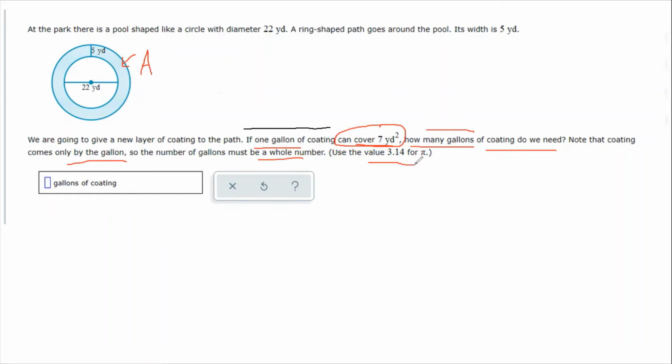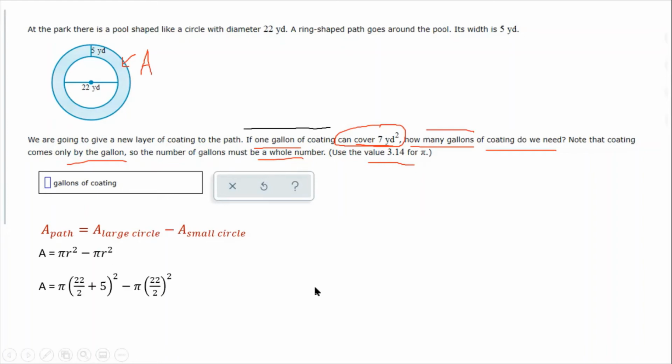Okay, so step 1, we're going to find the area. The area that we're going to find is the area of the path given by the large circle minus the area of the small circle. And we have to remember the formula for the area of a circle. The area of a circle is pi r squared. In the first case it is the big radius, the large one. In the second one it is the small radius. The small radius is easy to identify because the diameter is 22, so half of that is the radius, 11. That's not that complicated.